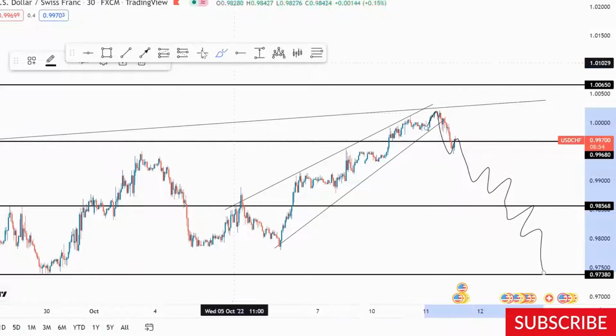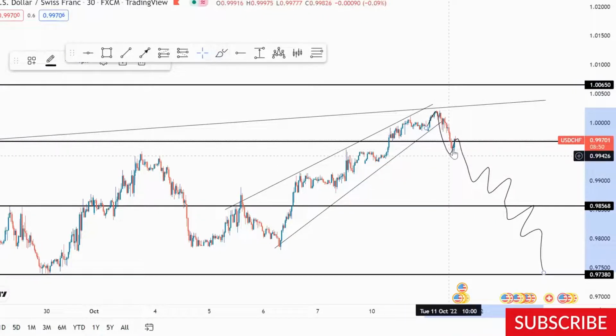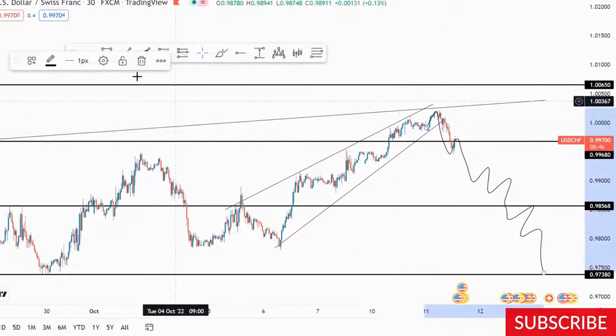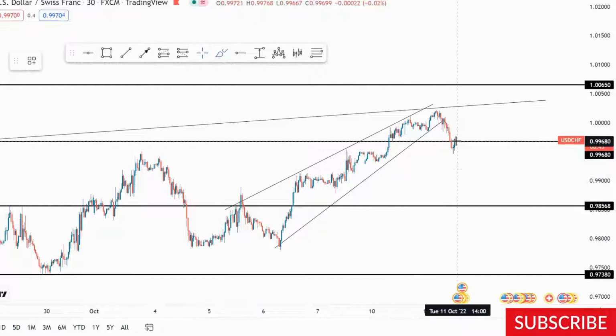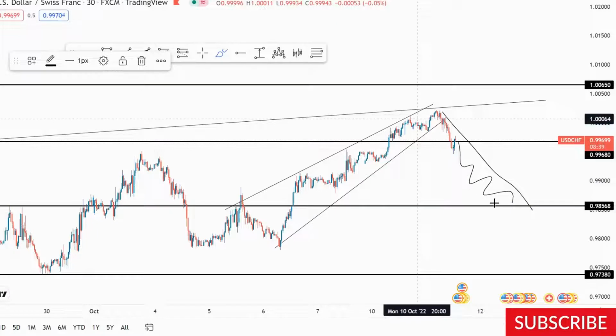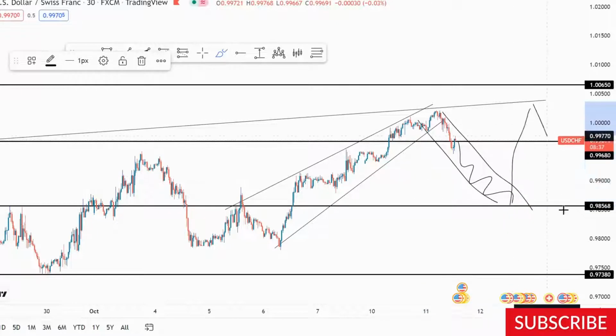However, if it changes direction halfway before it reaches our ultimate level, this is what I think could happen, meaning that we could have something like this, and then it might reject from there and go back to the top and then go down.